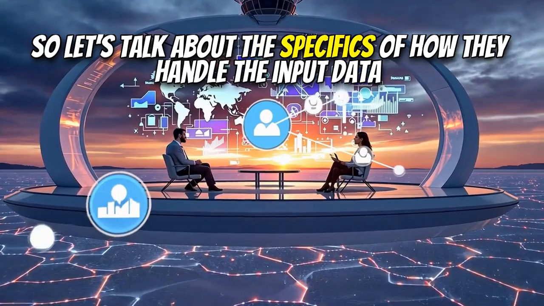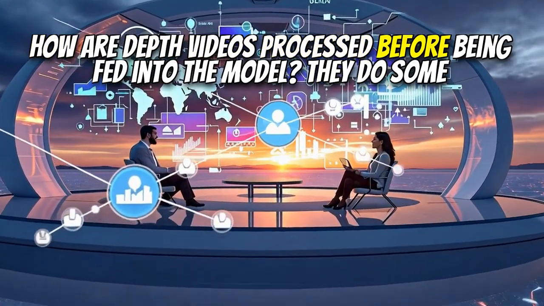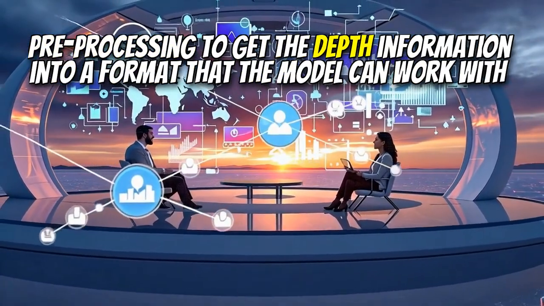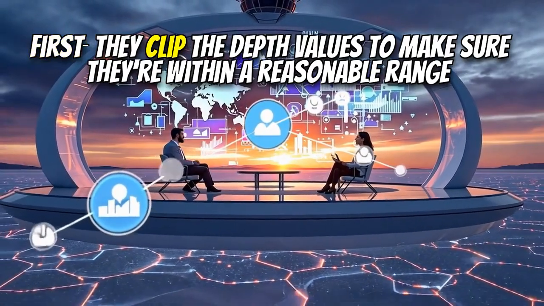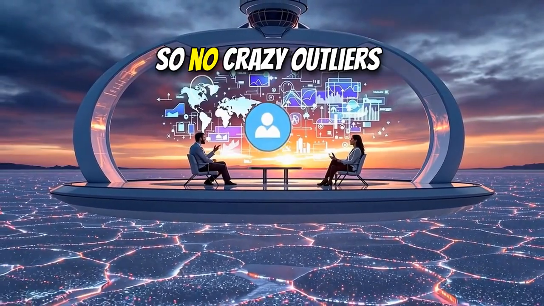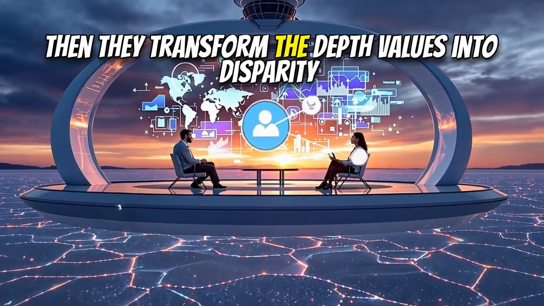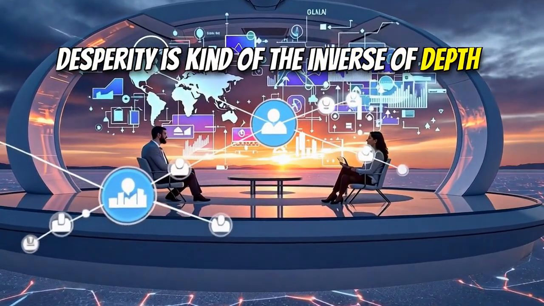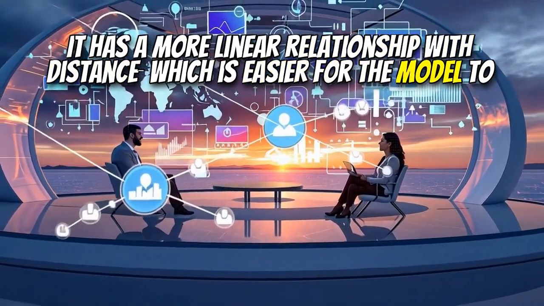So let's talk about the specifics of how they handle the input data. How are depth videos processed before being fed into the model? They do some pre-processing to get the depth information into a format that the model can work with. First, they clip the depth values to make sure they're within a reasonable range. So no crazy outliers. Exactly. Then they transform the depth values into disparity. Disparity is kind of the inverse of depth. It has a more linear relationship with distance, which is easier for the model to learn.